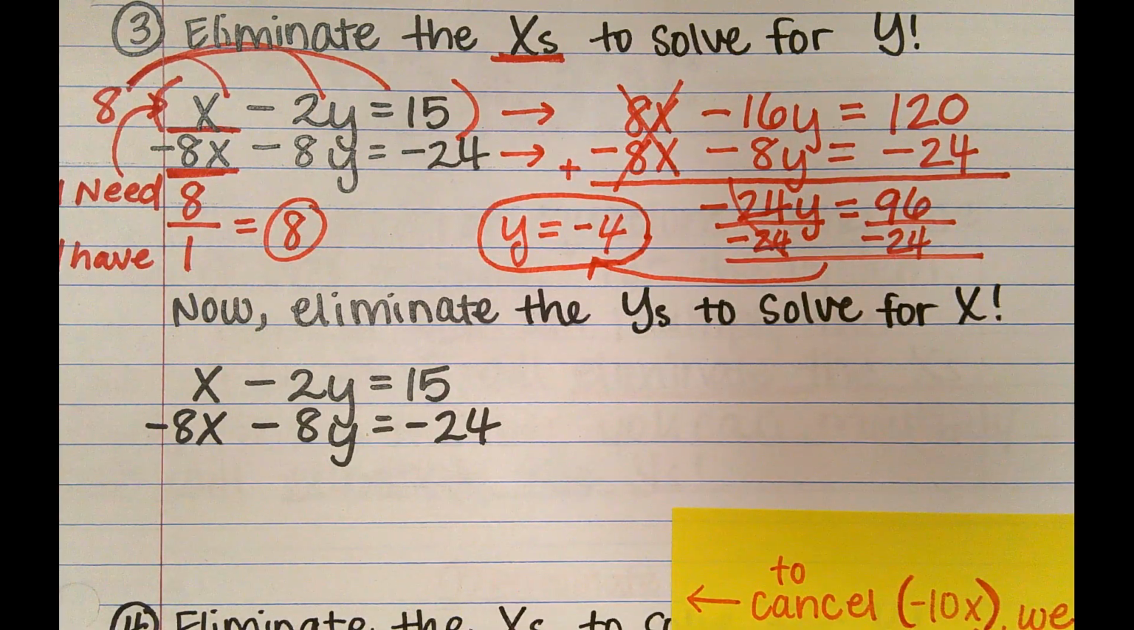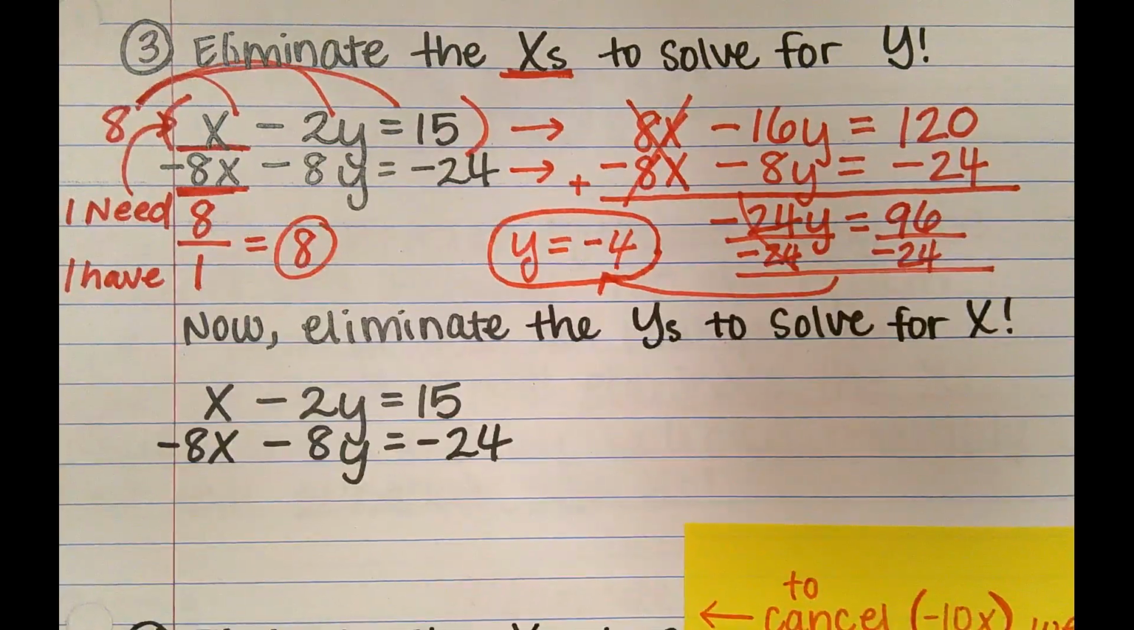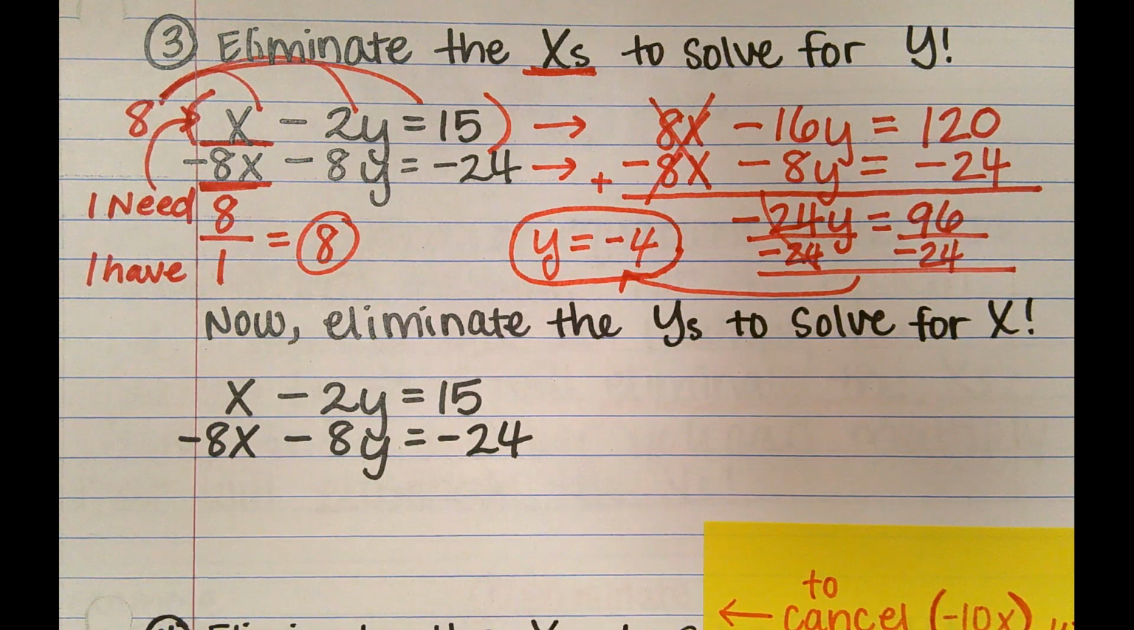Now when we eliminate the y's, this might be a better example to use the I need divided by I have, since it's not just 1. So Rhonda, can I have you help me with the next part again? You're going to get it.